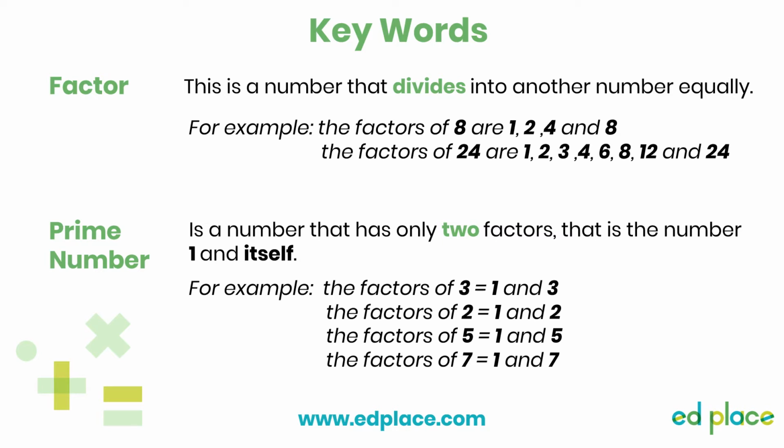But beware, there are some common mistakes made. Many students think that all odd numbers are prime. But think about the number 9. It has three factors, 1, 3 and 9, and so therefore cannot be prime. The number 1 has only one number that divides into it, and that's itself. So that also cannot be prime. Then there is only one even number that is prime, and that is the number 2.